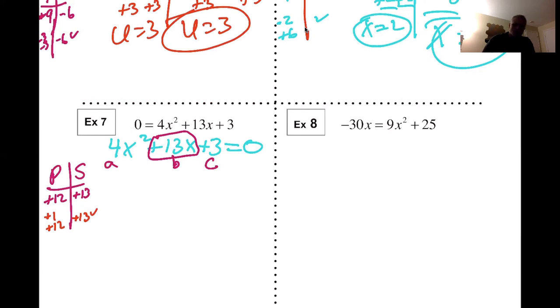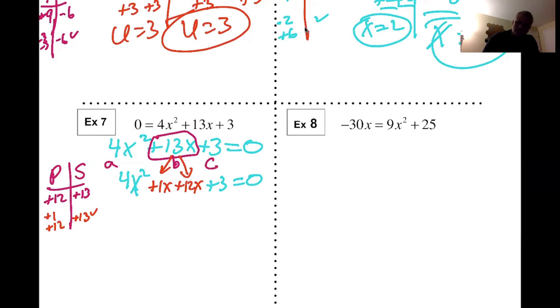So what I'm going to do is I'm going to substitute for 13x. I'm going to substitute plus 1x plus 12x. Okay, so instead of the 13, we got 1 and 12. I'm going to bring down my 4x squared. I'm going to bring down my plus 3. And I'll bring down equals 0. Okay, I'll bring it all down.